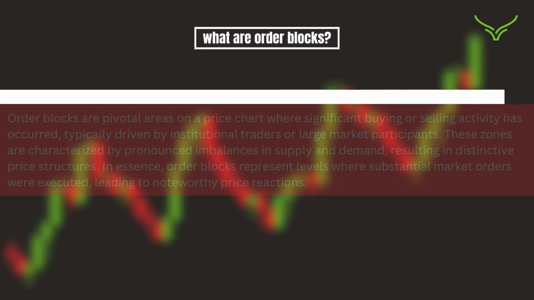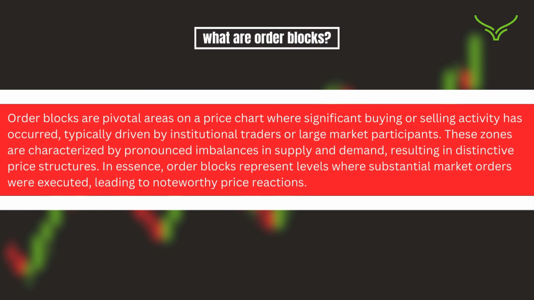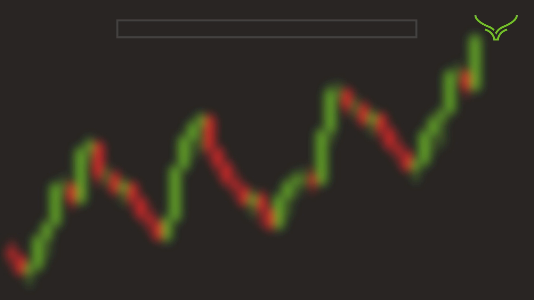What are order blocks? Order blocks are pivotal areas on a price chart where significant buying or selling activity has occurred, typically driven by institutional traders or large market participants. These zones are characterized by pronounced imbalances in supply and demand, resulting in distinctive price structures. In essence, order blocks represent levels where substantial market orders were executed, leading to noteworthy price reactions.